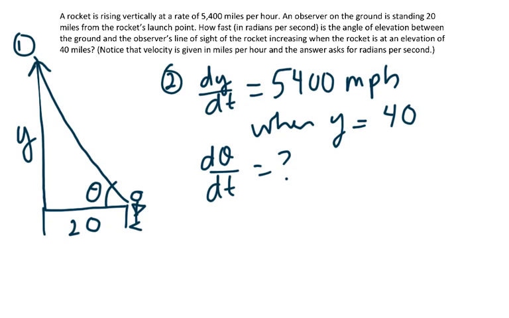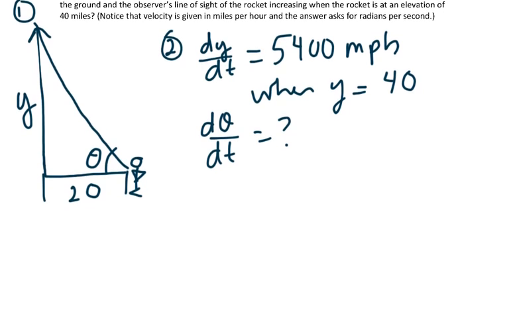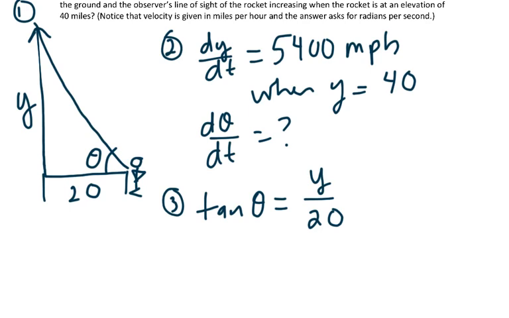Okay, so let's make an equation. I have theta, I have y, and I have 20. So I have an angle, I have the opposite, and I have the adjacent. So I'm going to use tangent. Tangent of theta is opposite y over adjacent 20. And remember, I can plug in that value for 20 because it's never changing, but I can't plug in a number for y because y is changing.